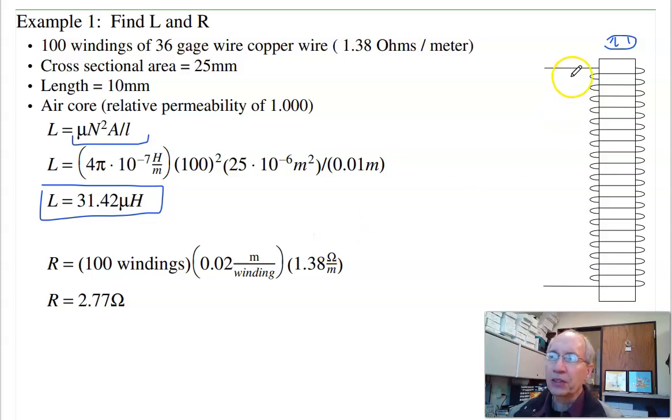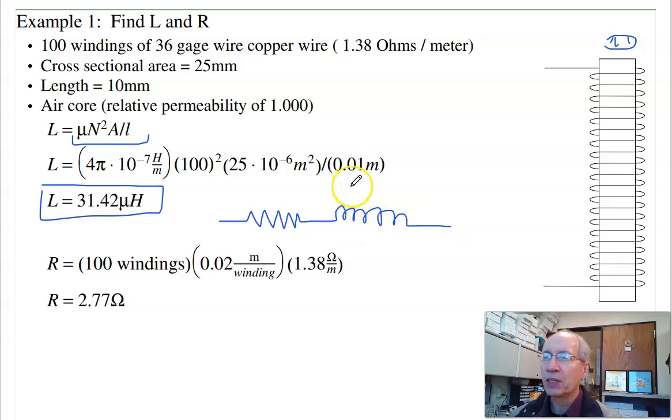One problem with inductors. This is a long strand of wire. Wires inherently have resistance. So that 100 windings of wire also has a calculated resistance of 2.77 ohms. So unlike capacitors, which are pretty close to ideal, inductors almost always have resistance involved. So a 31 microhenry inductor, fairly small, has 2.77 ohms resistance in this case. This is something I don't like, but you're kind of stuck with it. This is one of the reasons we don't like inductors. They have inherent resistance.